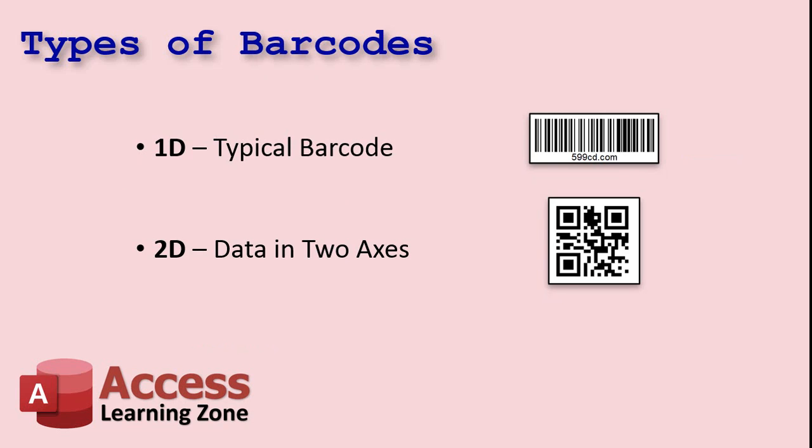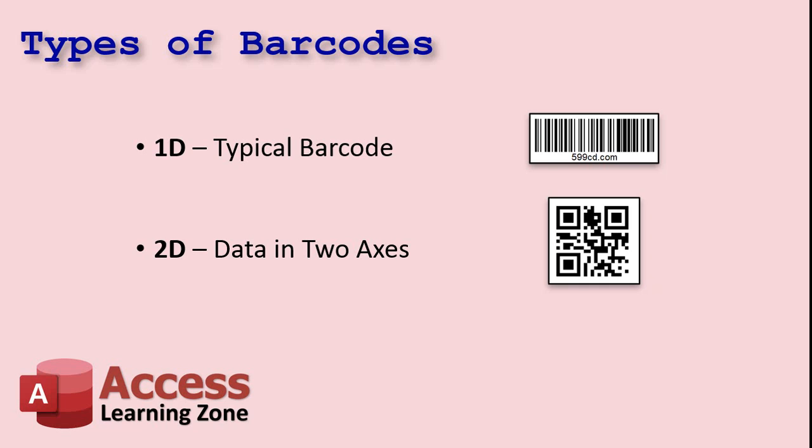Okay, types of barcodes. 1D barcodes, those are the typical bars that you see. They have bars in one dimension, a straight line that goes right across. 2D barcodes are a little more complicated. These require an image scanner. 2D barcodes can hold a lot more information. You can load them up with whole URLs to web pages, for example.